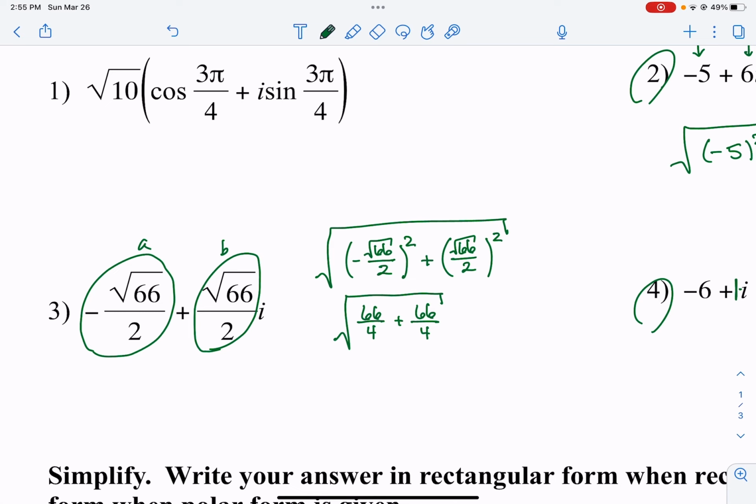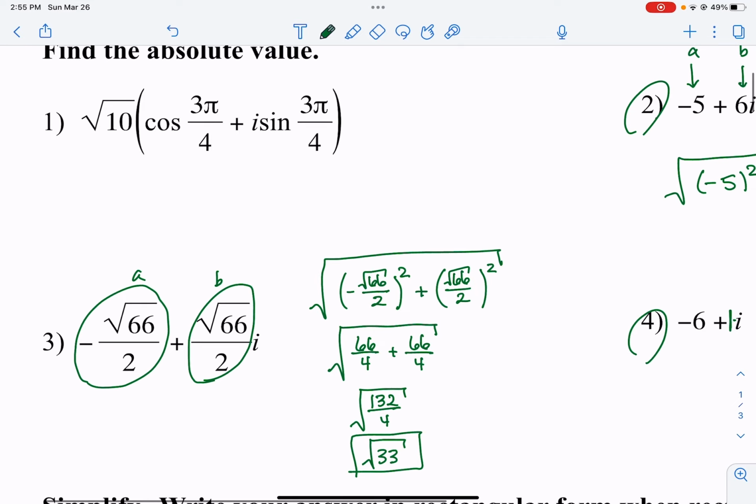Okay, let's see, this turns into 132. Let's see, 120 plus 12. Yeah, 132 over 4 in a square root. We want to keep going here. Simplifying that, we get 33. I think we get 33 inside there. Yeah. Square root of 33. And that is our final answer. That is the absolute value of that complex number.